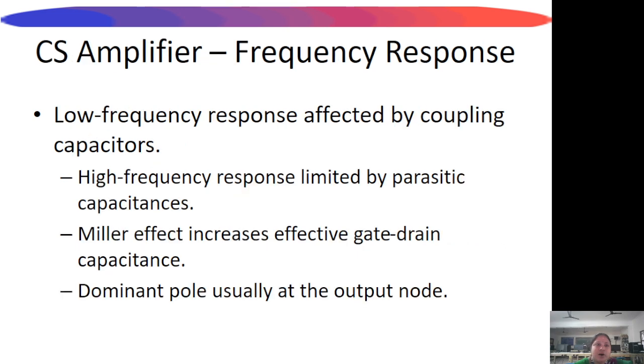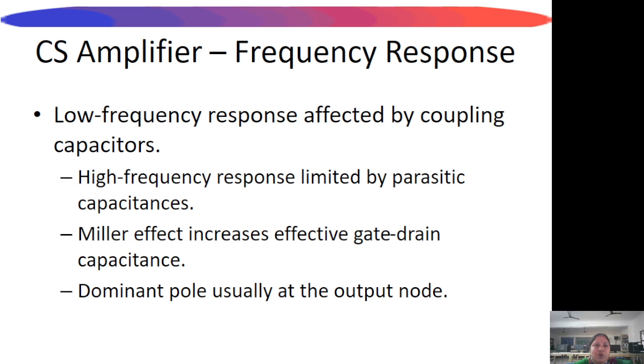Next we see about the common source amplifier and its frequency response. The frequency response of a common source amplifier determines its performance over different frequencies. At low frequencies, coupling capacitors limit the response. These capacitors block DC but allow AC signals. At high frequencies, parasitic capacitances dominate. Gate to drain capacitance causes the Miller effect. This increases the effective input capacitance. As a result, bandwidth is reduced.